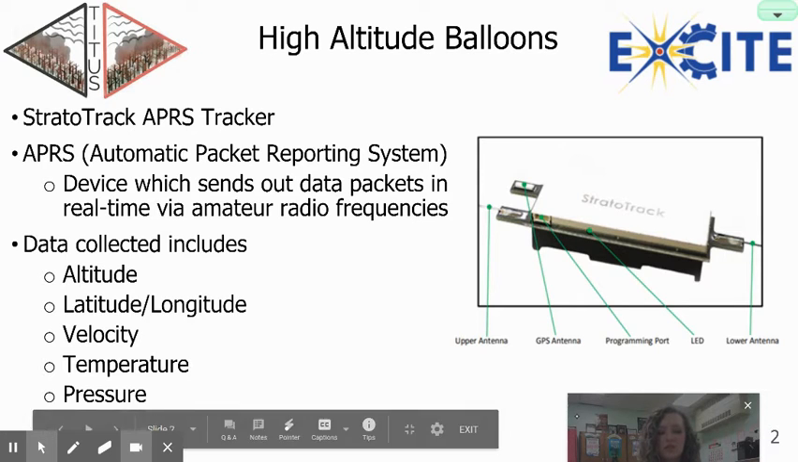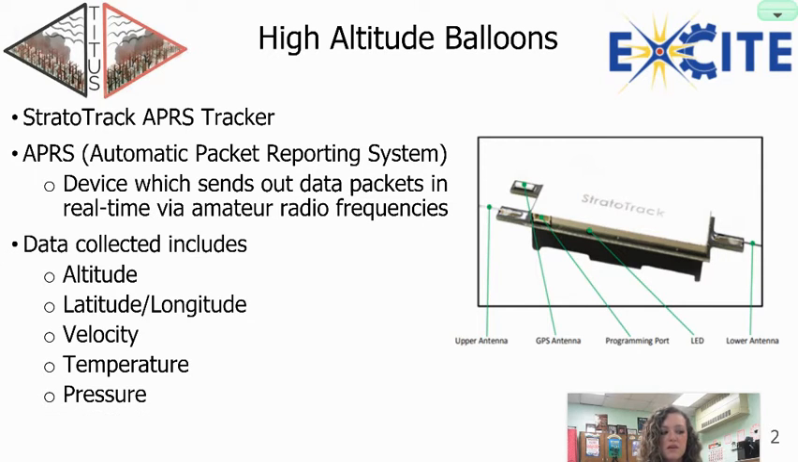UAH's high-altitude balloon used a StratoTrack APRS tracker. The instrument measures altitude, latitude, longitude, velocity, temperature, and pressure. The APRS sends the data packets in real time via amateur radio frequencies. The balloon was launched at UAH. It was supposed to travel to Cuba, but it landed off the coast of North Carolina.